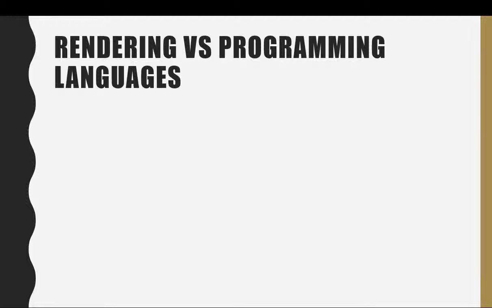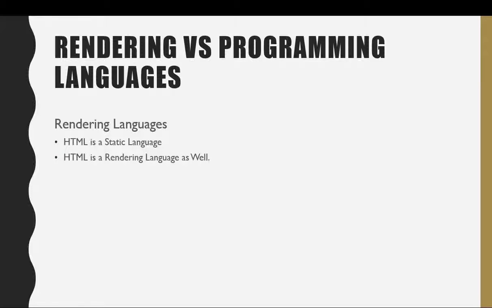By the way, something more I want to clear up: what's the difference between the rendering and the programming language? The rendering language is the first and only language, HTML, so it's a static language. Any kind of rendering language is a static language. HTML cannot perform any mathematical function, as it is a rendering language. We can design web pages using HTML.